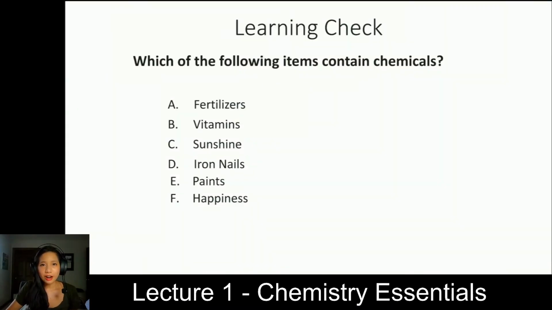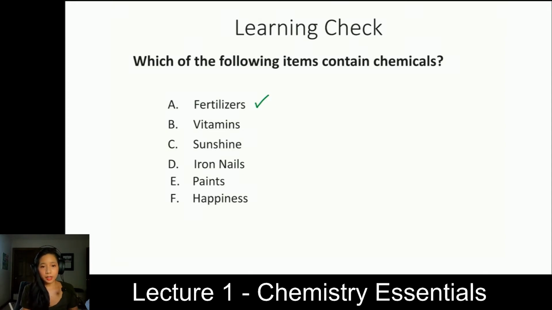So let's make sure everyone out there is listening with this learning check. Which of the following examples contains chemicals? Which one of these examples is matter? Remember, matter is everything that makes up the world around us. So, fertilizer, yep, contains chemicals. You agricultural folks, fertilizer is in fact a chemical that you will work with in your future careers.